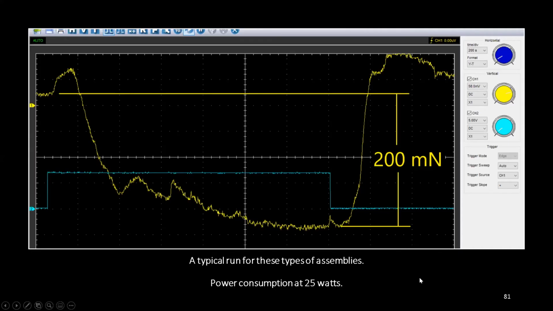The power consumption of both these panels is only like 25 watts. So we use very little power, and we're getting a good amount of force off these. And this is just a typical run.